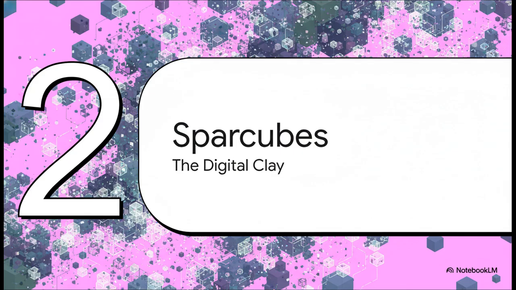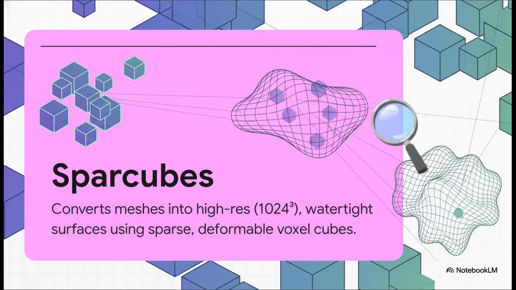Okay, so that's the mess we're in. The input data is getting totally mangled before the AI even sees it. The Sparc3D authors knew that if they wanted a better generator, they had to start with a better blueprint. And that brings us to their first huge idea, a totally new way to represent 3D shapes called Sparcubes. The best way to think about it, it's like smart digital clay. So, what are Sparcubes, really?